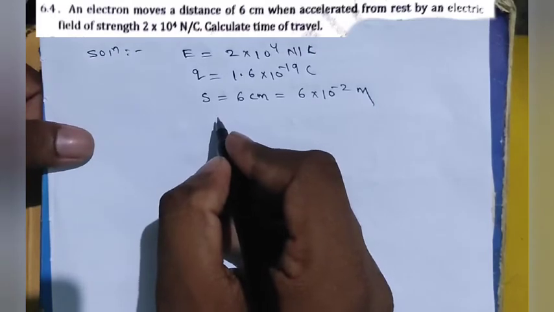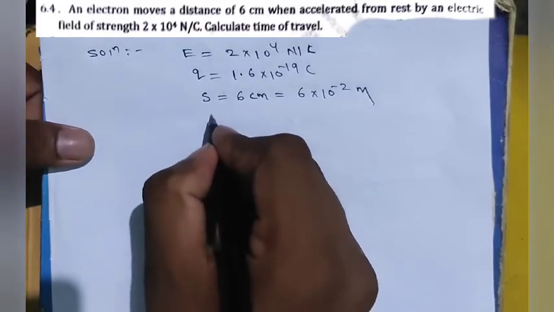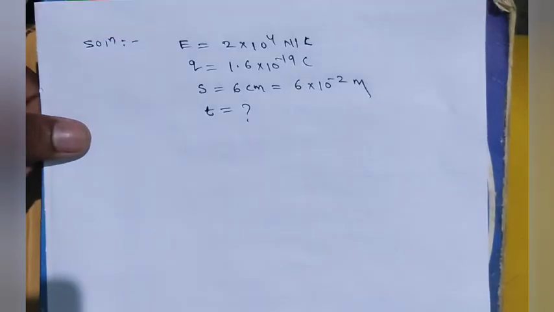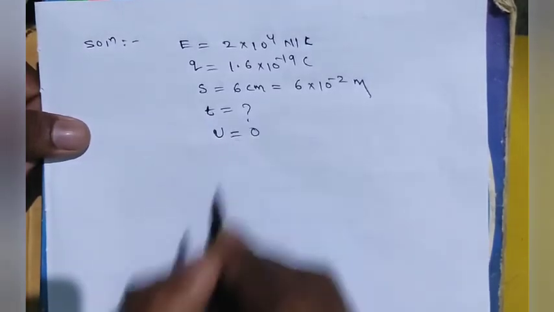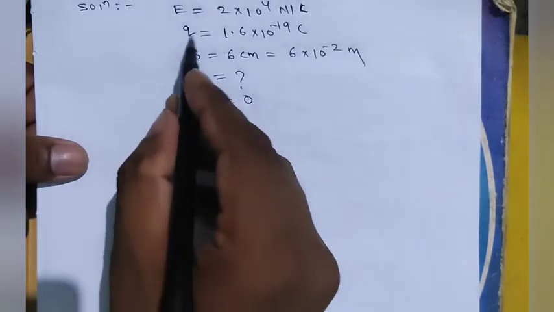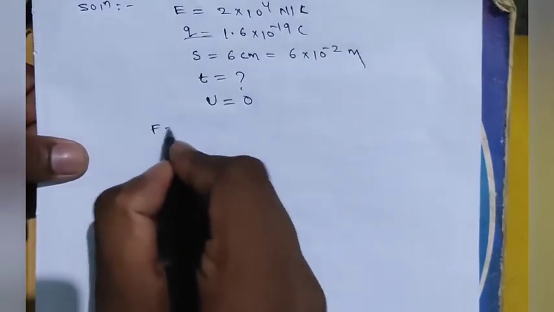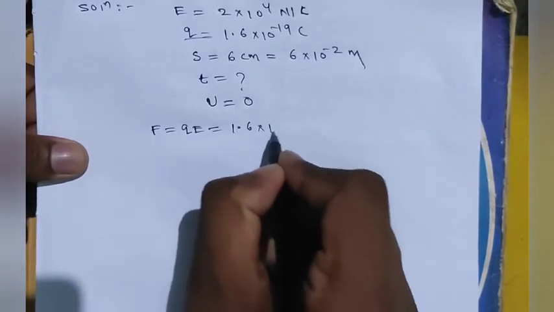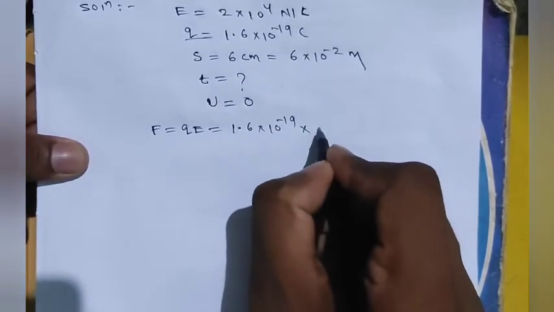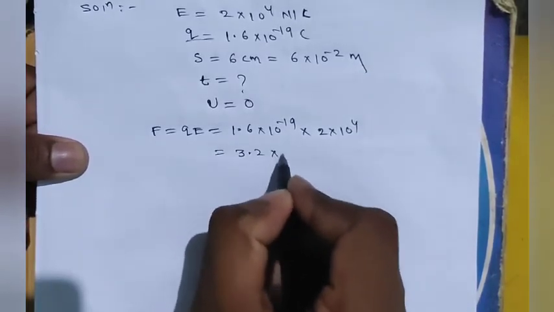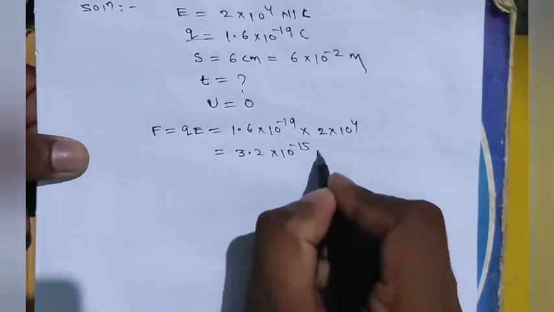And in the question it is asking what will be the time of the travel. Since the electron is accelerated from rest, so initial velocity will be what? 0. So now let me find what will be the force on this electron. So we know the formula F equal to QE. Q is how much? 1.6 into 10 to the power minus 19 coulomb, and E is given 2 into 10 to the power 4. So it will be 3.2 into 10 to the power minus 15 Newton.